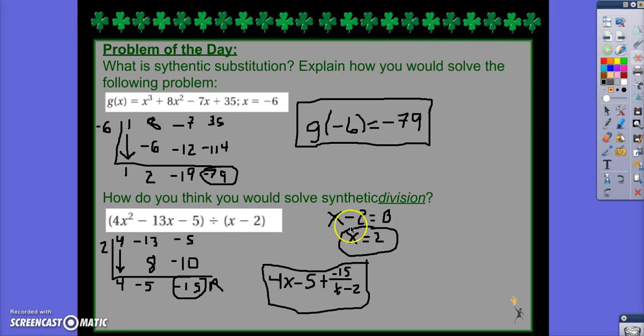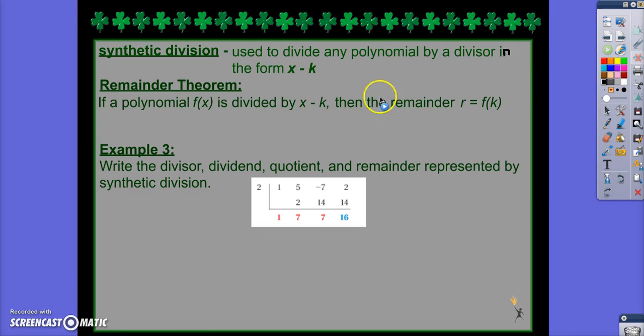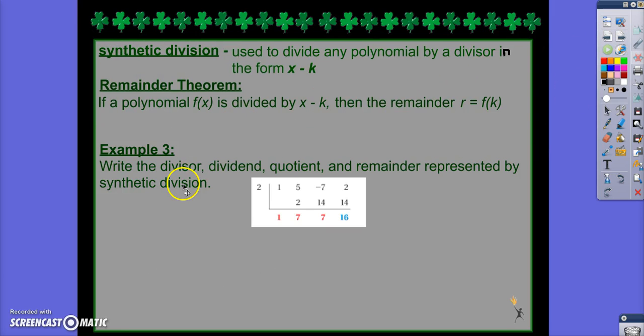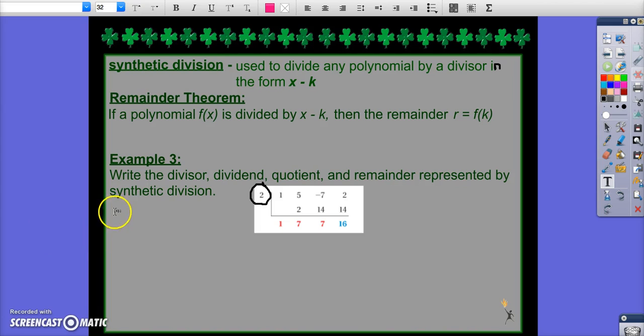So let me go back for a second. See how this was x minus 2? This is x minus k. All right, if there's other exponents like x squared, and if you look back here, remainder r equals f of k. When you substitute in the number, this is the remainder, the last one, what the function is at. All right, so now we're going to talk about what's the divisor, dividend, quotient, and remainder represented by synthetic division. Now, the divisor, we start with, is this number up front. But if you remember, I'm going to actually type it here.